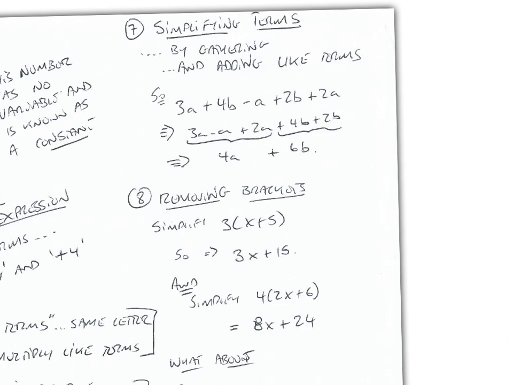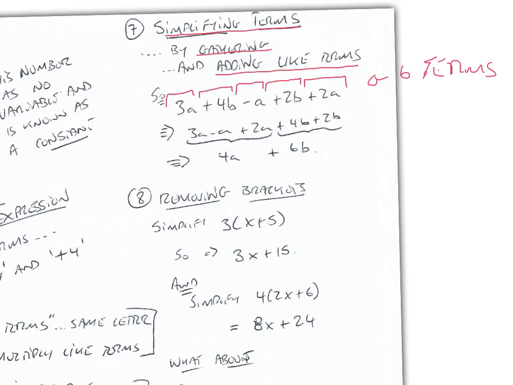In algebra, we're asked to simplify terms, and how do we simplify terms? Well, we gather first and then we add any like terms. So if we're asked to simplify something like 3a plus 4b minus a plus 2b plus 2a. This is an algebraic expression with 1, 2, 3, 4, 5, 6 terms. Now, I didn't use the word algebraic equation because there's no equal sign in this term. It's an algebraic expression.